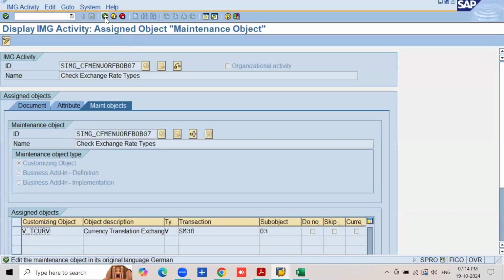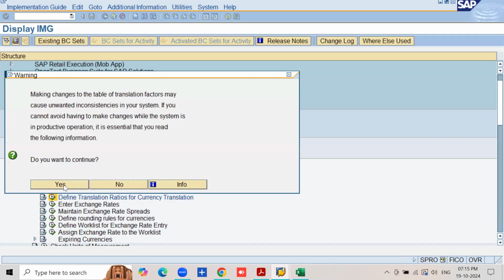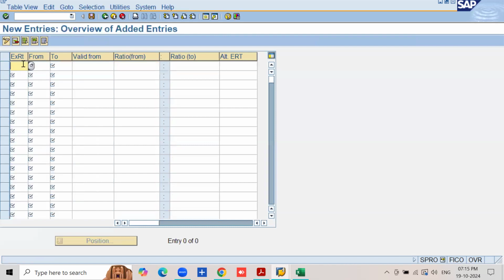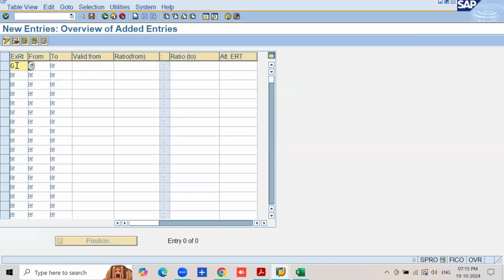Path is same as above. Define translation ratios for currency translation. Click yes on the message. Click on new entries. Exchange rate type is equal to G. From is equal to USD. Means from currency is equal to USD to INR. So we have to convert into Indian rupees, the company code local currency.